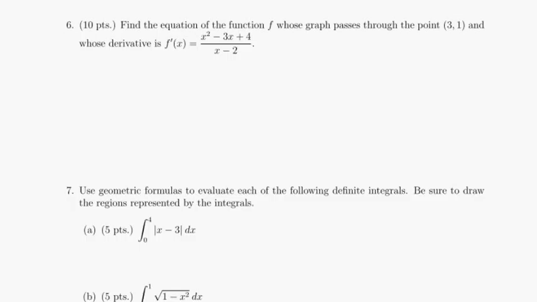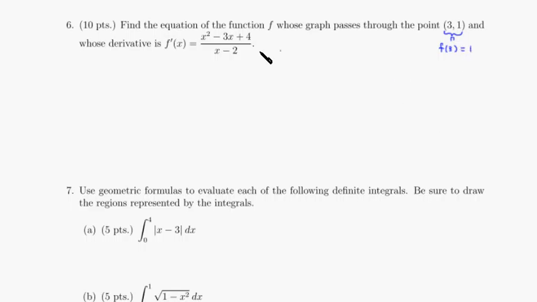Okay, let's look at exam 3B, problem number 6. We want to find the formula for the original function f, which passes through the point (3, 1), and the derivative is given right here. Since it passes through the point (3, 1), if you plug in x equals 3, you're supposed to get 1.